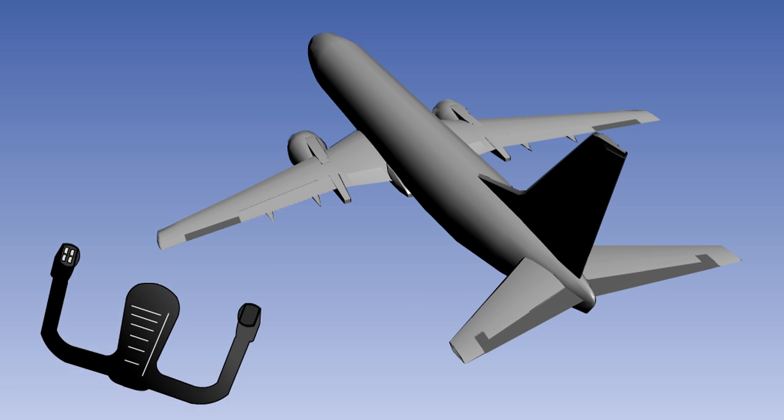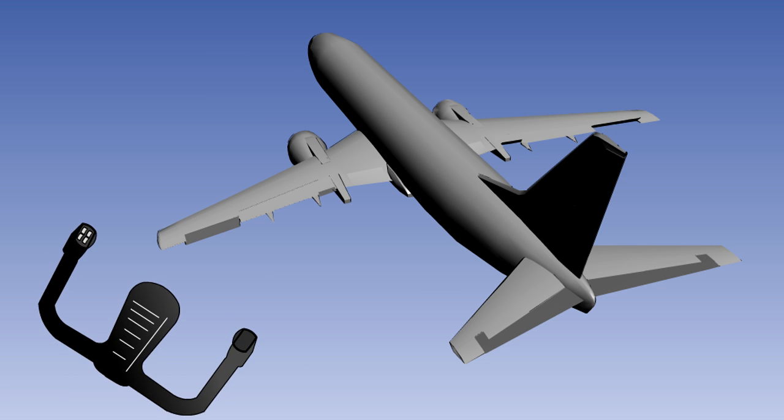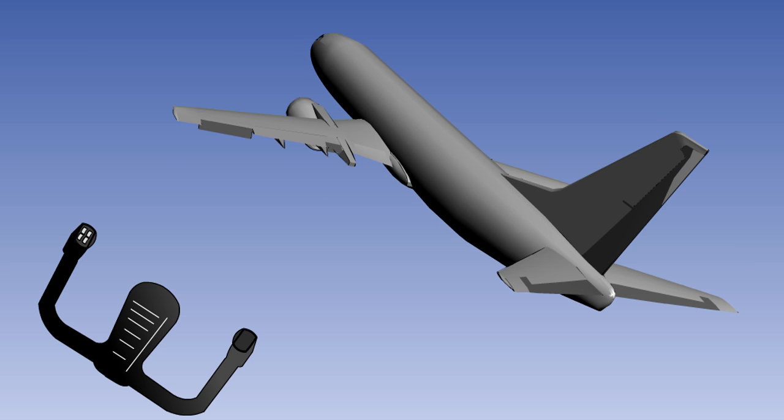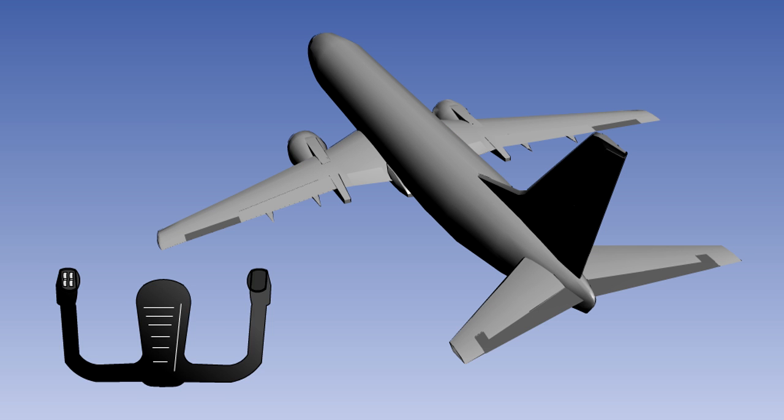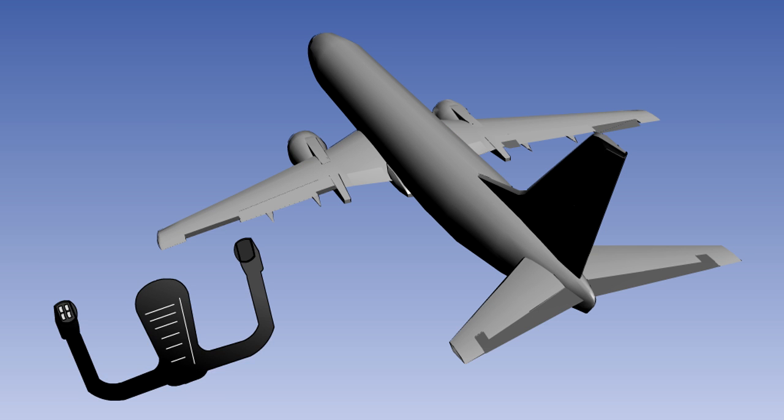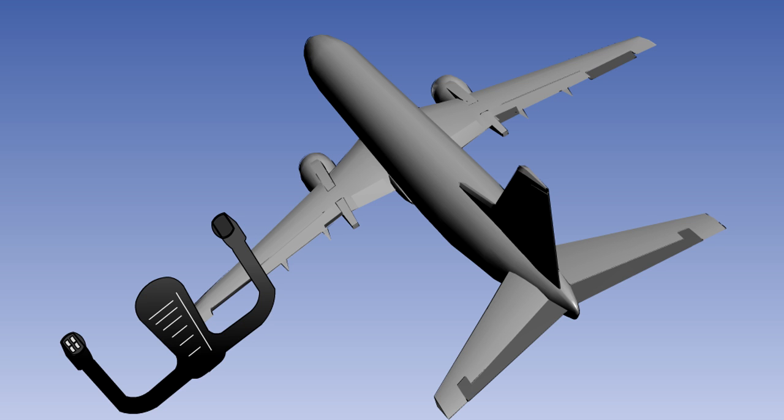Rotating the control wheel clockwise will cause the left aileron to move down and the right aileron to move up. The aircraft will bank to the right. Counterclockwise rotation of the control wheel will have the opposite effect. That is, the aircraft will bank to the left.